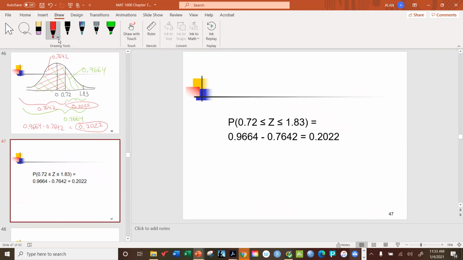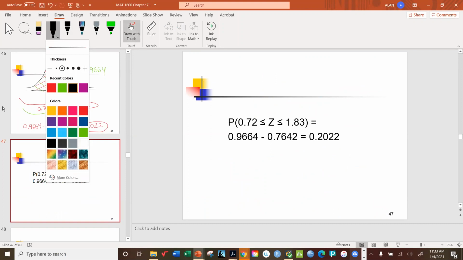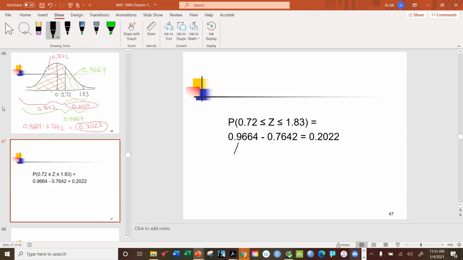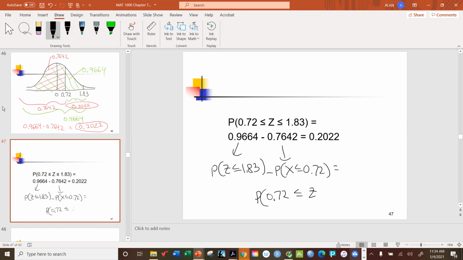Okay, so once again, you can write it out more formally. This equals the probability that we're below 1.83. This is the probability that we're below 72. Oh, I forgot. This is not X. This is Z, of course. And that's what we have to do.